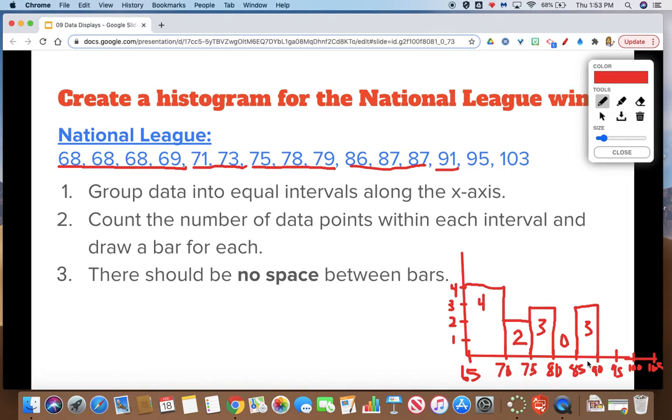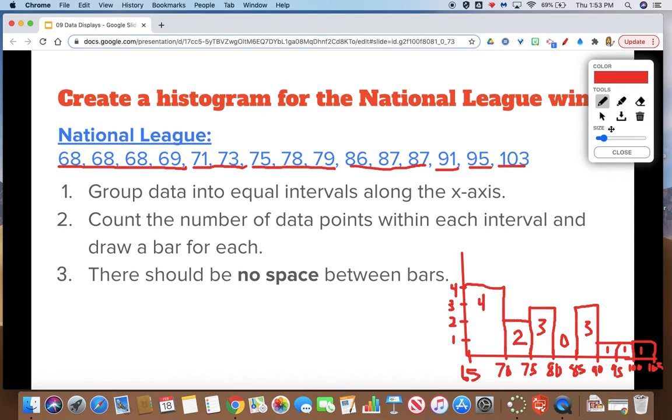90 through 94, I have 1 data point. 95, I have 1 data point. And 100 to 104, I have 1 data point. That is what my histogram would look like.